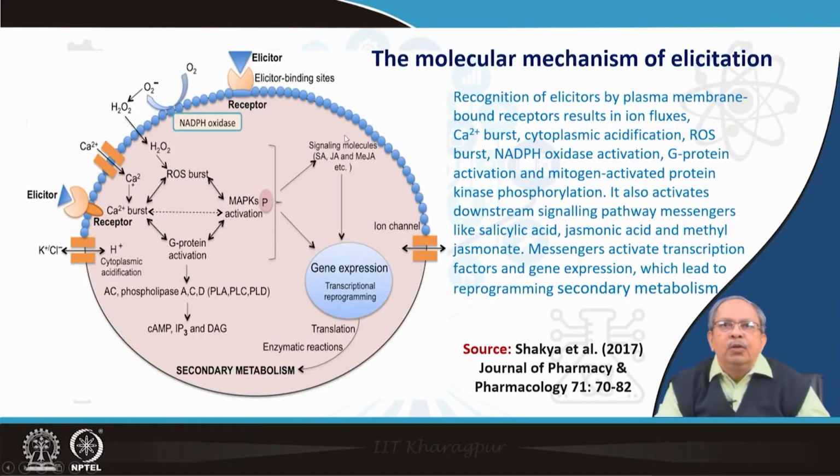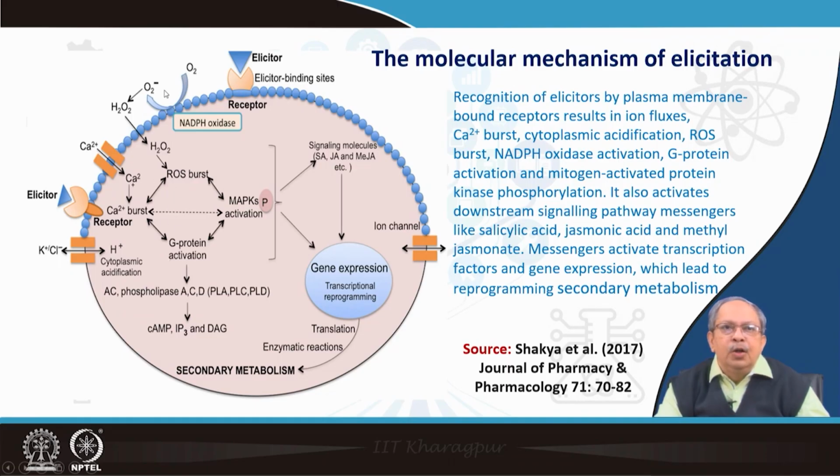So, the molecular mechanism of elicitation I can now tell briefly. When elicitor molecules are recognized by the receptor, it leads to certain changes in the plasma membrane bound receptors, including a rapid rise of calcium burst, then there will be a ROS burst as well as activation of G proteins.